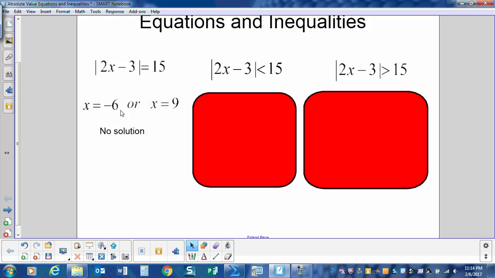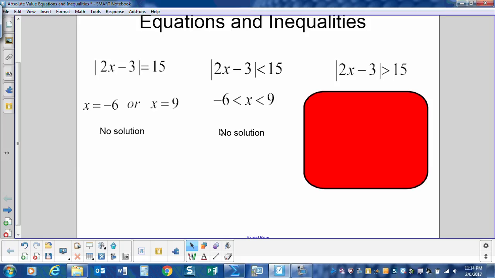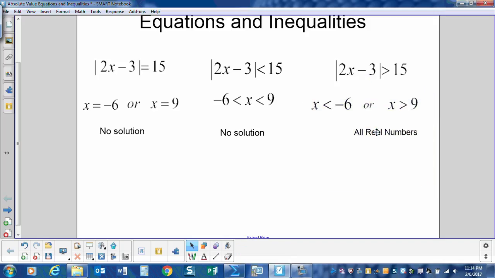For an equation, we'll end up with an or statement, or two solutions, and sometimes there'll be no solution. For less than or less than or equal to, we'll end up with an and statement, a compound inequality, and sometimes there'll be no solution. And when we solve the greater than or greater than or equal to, we'll end up with an or statement, and sometimes the solution will be all real numbers.